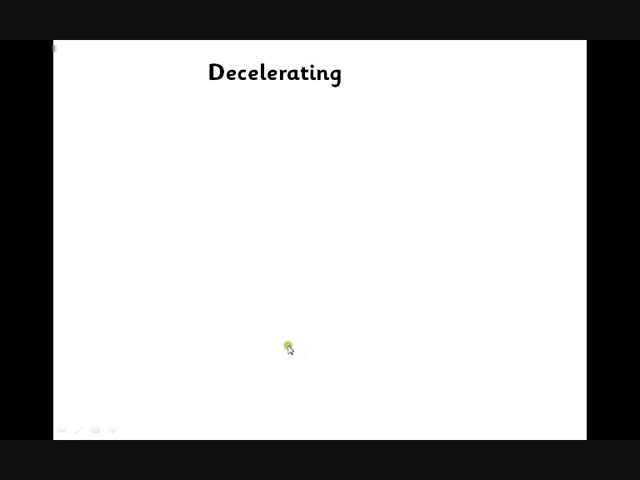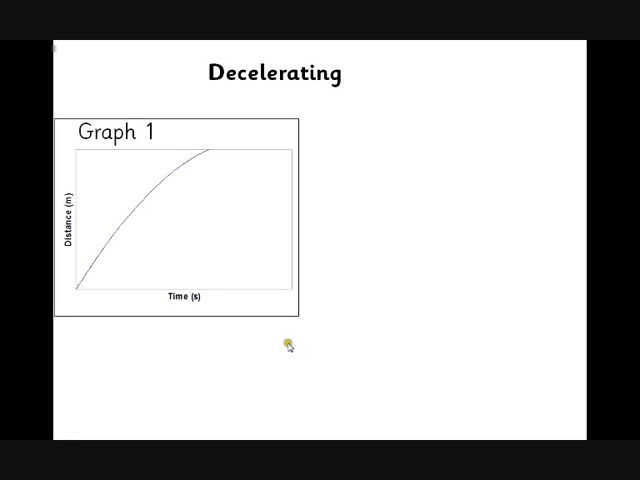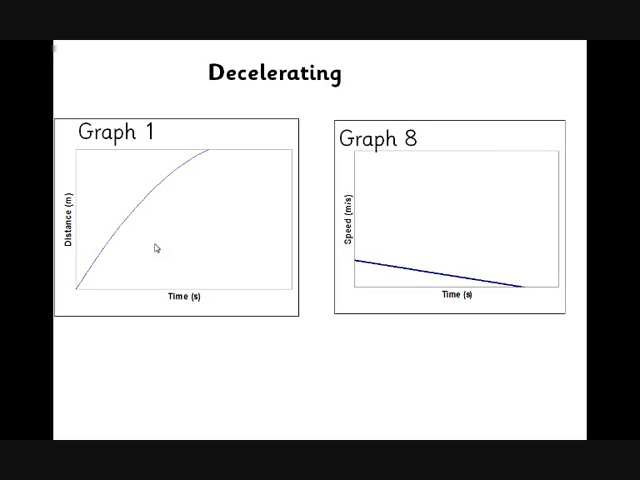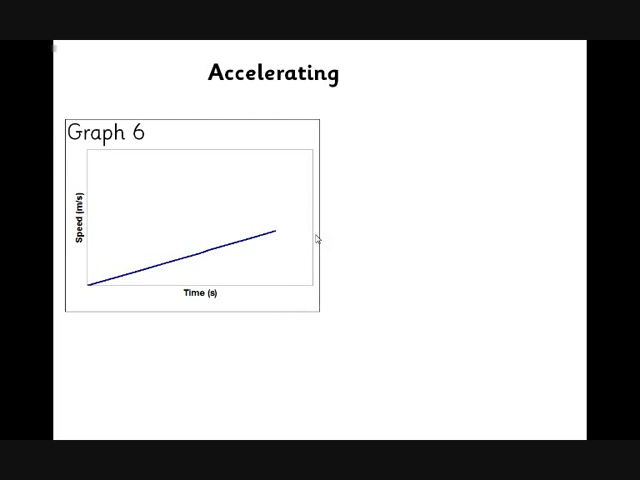Okay, if we look at something slowing down or decelerating, this is your distance time graph. If the curve is doing this, then it means there's less and less distance being travelled as time goes on, so it's slowing down. But on a speed time graph, slowing down is a slope downwards because the speed is reducing. That's quite a difficult one to get your head around, maybe this one, but compare them, think about them, and you should be fine.